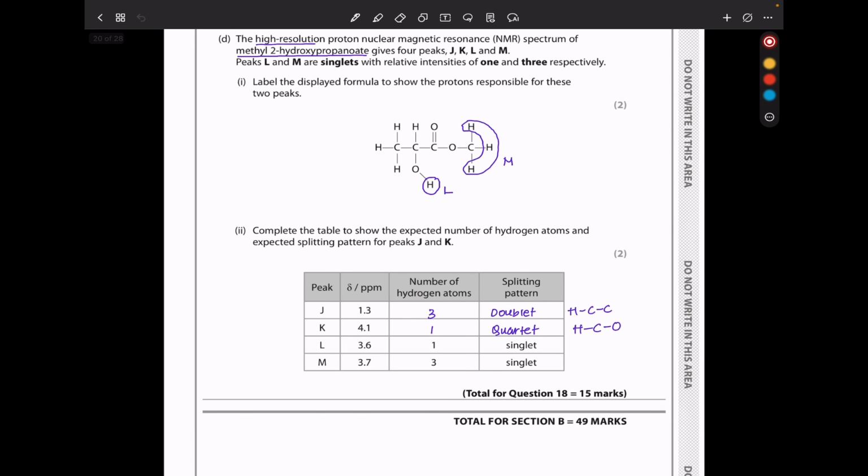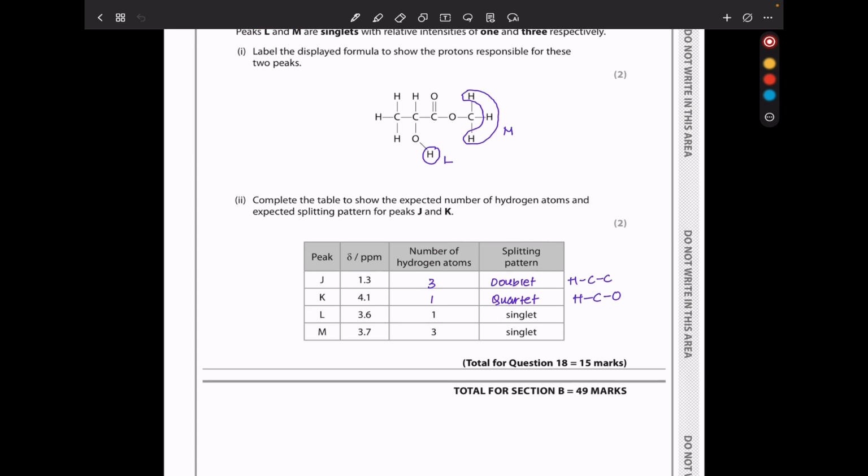The next I say complete the table to show the expected number of hydrogen atoms and the expected splitting pattern for peaks J and K. For J at chemical shift about 1.3, this is going to be HCC. So this is going to be the doublet, this one here. There are 3 hydrogens in that environment. And then for the other around 4.1, it's going to be the HCO. This is going to be 1 hydrogen in that environment and it's going to be a quartet because the neighbor or adjacent carbon had 3 hydrogens.